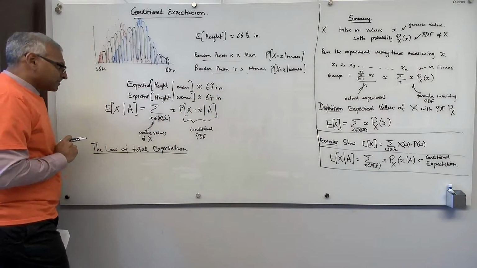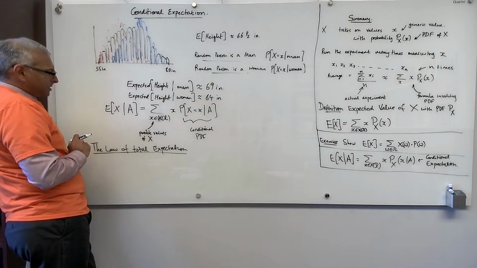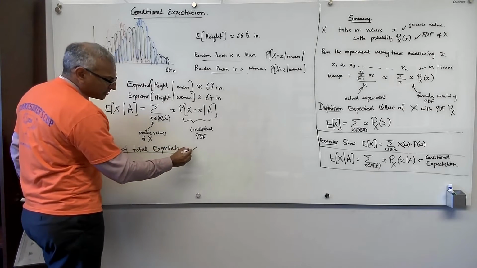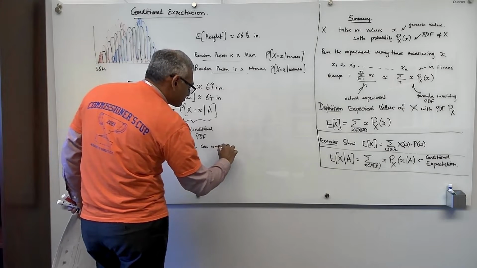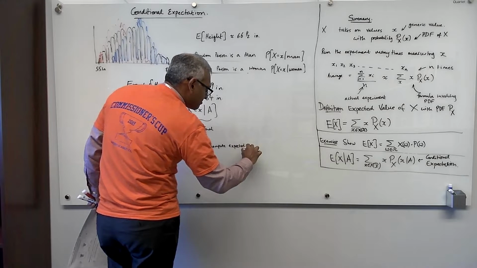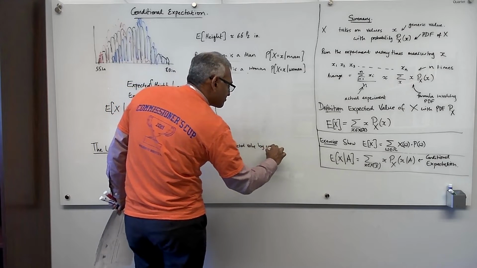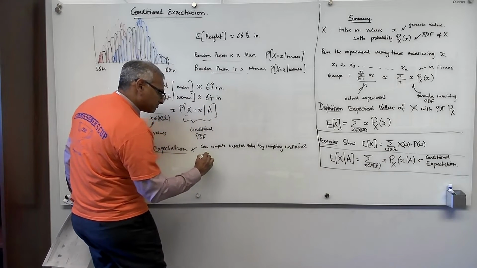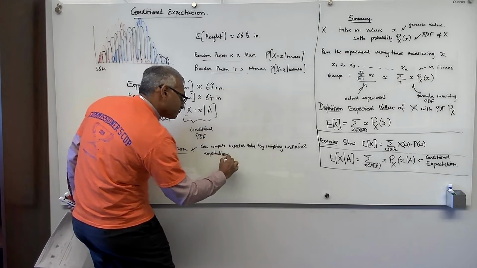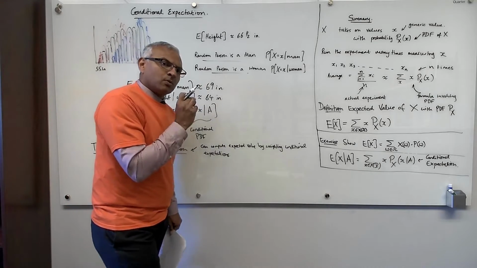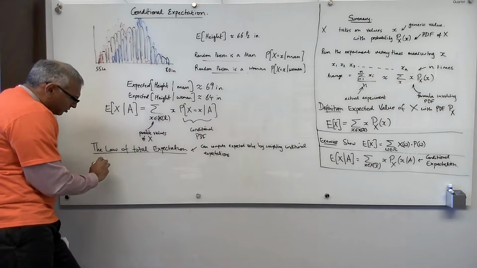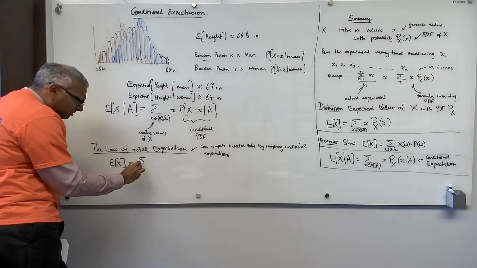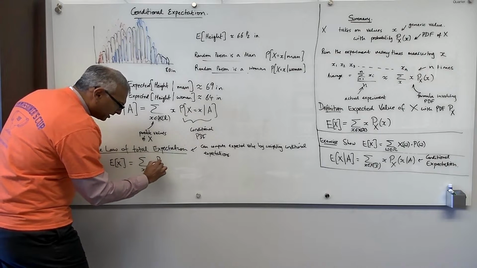Okay, so the law of total expectation says that we can compute expected value by weighting conditional expectations, in a very similar way to computing a probability by weighting conditional probabilities. So let's look at the expected value of my random variable X. We just take the definition. It's equal to the sum over the possible values of x times the probability of x.